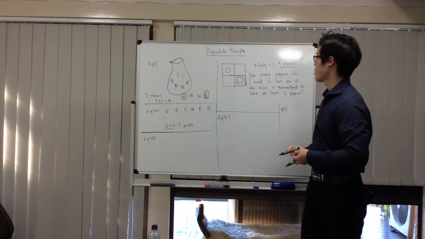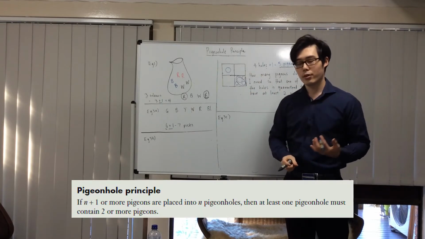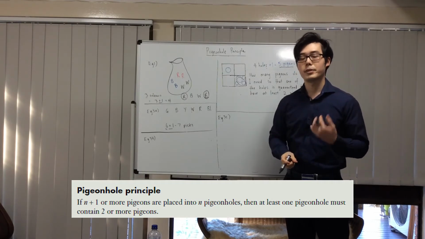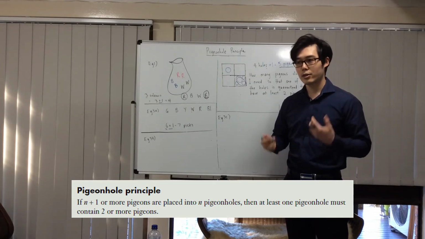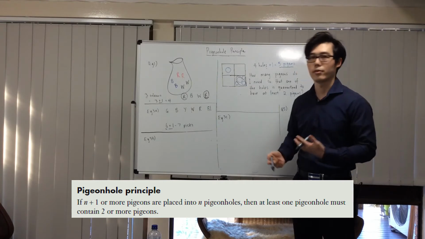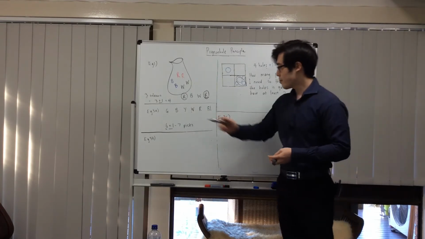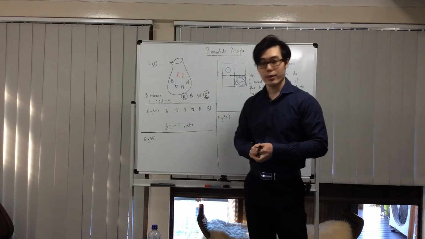Okay? So that's the Pigeonhole Principle. If you want to know how many picks or how many objects you need to get 2 of the same kind, just add 1 to the number of holes or the number of kinds. So let's apply the same concept for example 3b.